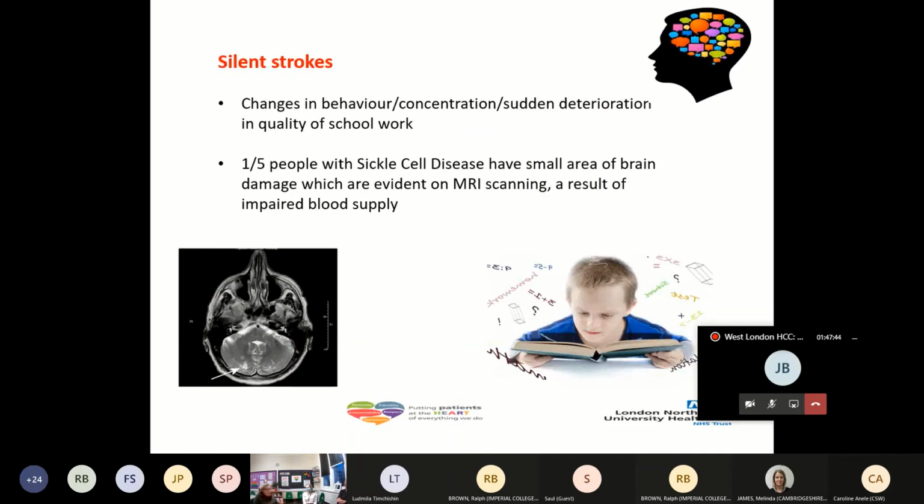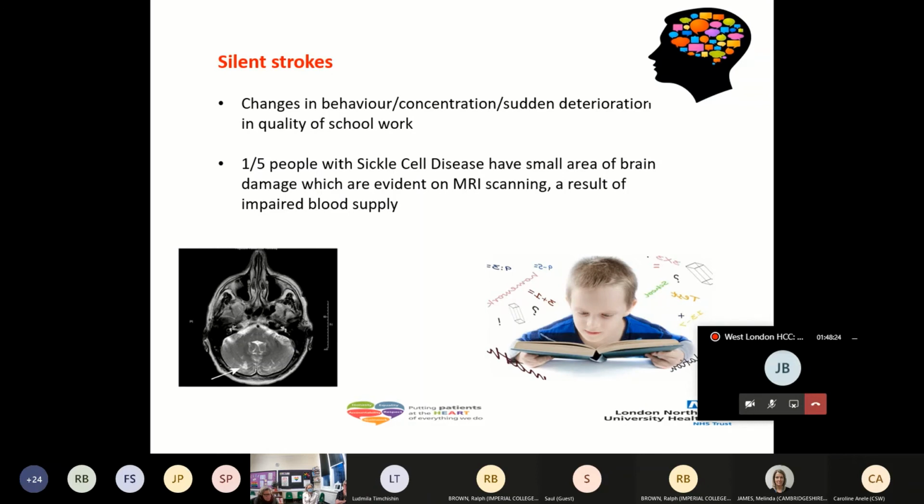The other sort of strokes are sometimes called silent strokes or transient ischemic attacks. They would present themselves in a different way, and it may be that you don't notice anything overtly. You can't see anything happening, but there could be some neurological change going on, and that could demonstrate itself in changes in their behaviour, or changes in their concentration or attention. So perhaps they might not be able to concentrate for the whole 45-minute lesson, for example. You might find after 30 minutes or so they're getting a little bit agitated, those sorts of things.